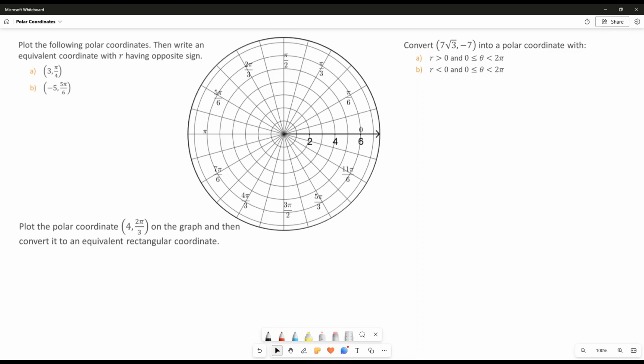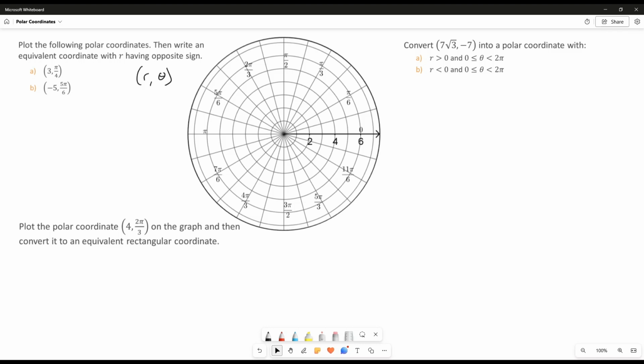The idea of a polar coordinate is that it looks like an ordered pair, just like an x and a y coordinate. But instead of x and y, which are horizontal and vertical distances, we're going to be looking at r comma theta. So r is distance from the origin or from the pole, the center of the graph, and theta is the rotation. So just like in the unit circle, it's the rotation around the origin.